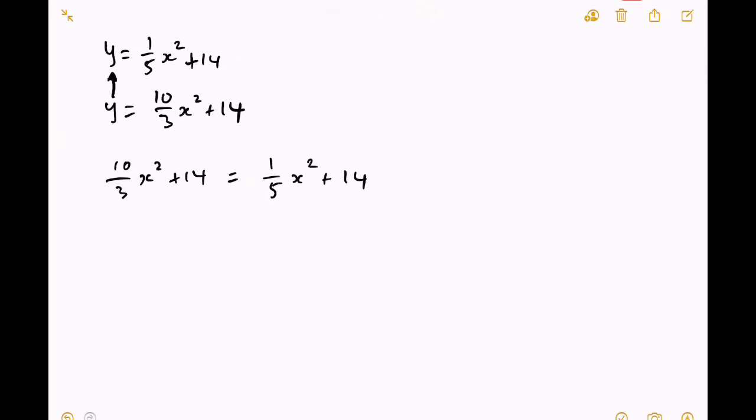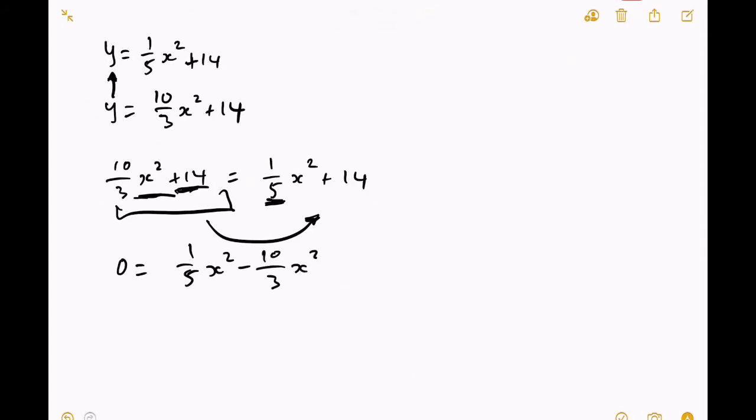Now I'm going to move everything to one side. I'm going to move this to this side so I can avoid getting my a value to be negative, because if you move that across to the left, it will become negative. So I get 0 equals 1/5 x squared. Now that move over will be minus 14, and 14 minus 14 is just 0. So we don't need to write that. That move over there to the right will be minus 10 over 3x squared.